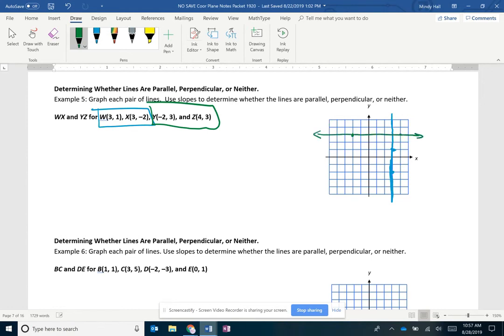So what I would say is if you graph it and you see a vertical line and a horizontal line, it's kind of hard to dispute because with vertical lines, your x's are the same, and with horizontal lines, your y's are the same. Then you can safely assume that they are indeed perpendicular to each other. So WX is perpendicular to YZ.